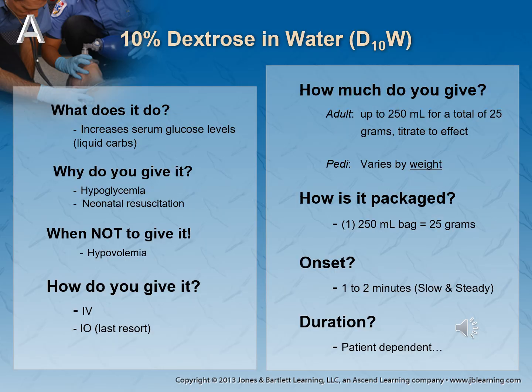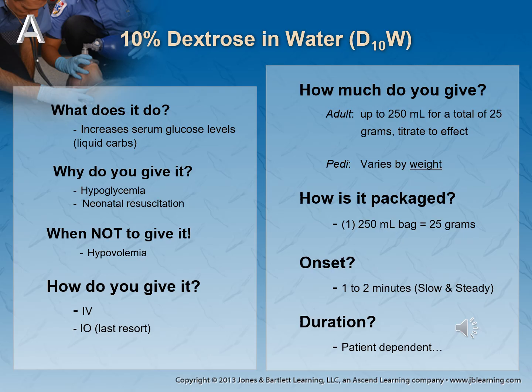D10. D10 given at the advanced level in paramedic. What does it do? Like the oral glucose, it increases serum glucose levels, so this is like a liquid carb lunch. Give it for hypoglycemic patient as well as neonatal resuscitation. We don't want to give it to anybody who's hypovolemic. We want to make sure we get fluids on board. It's not a substitution for hypovolemia.